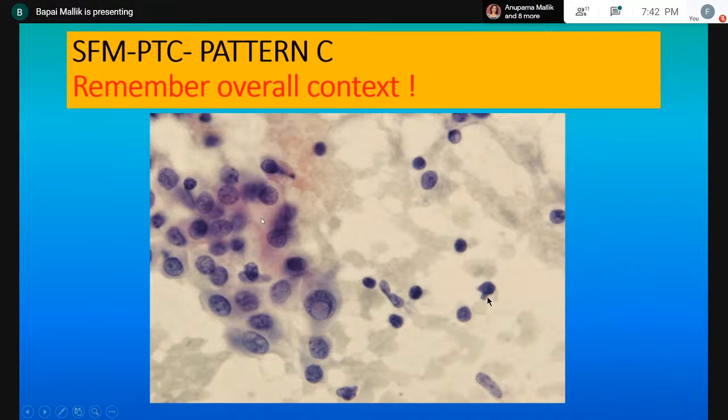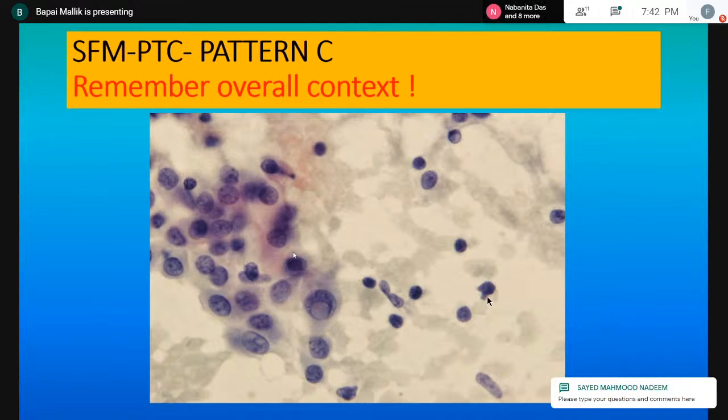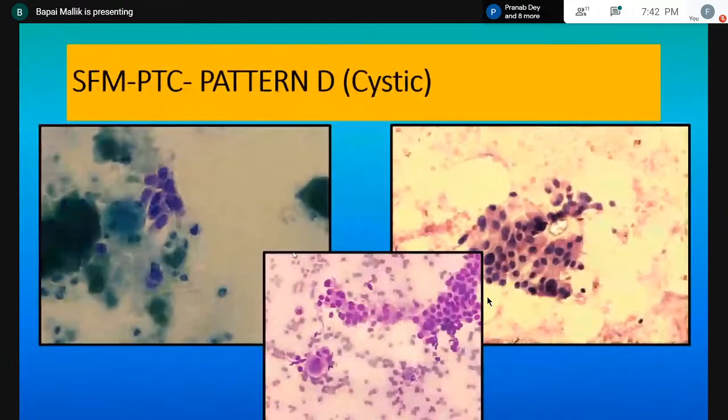But imagine a situation where you only find one cluster of such cells, or maybe another cluster somewhere. So you might get a little bit worried, and you say, no, I'm not going to call this a papillary thyroid carcinoma. I'm just going to fall back a little bit and call it suspicious for papillary thyroid carcinoma.